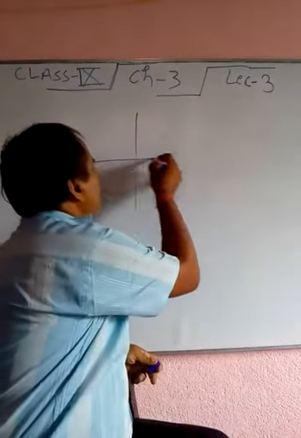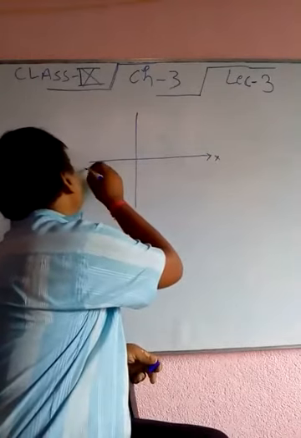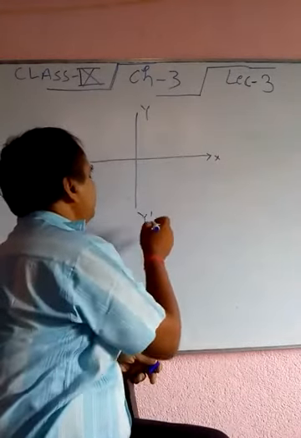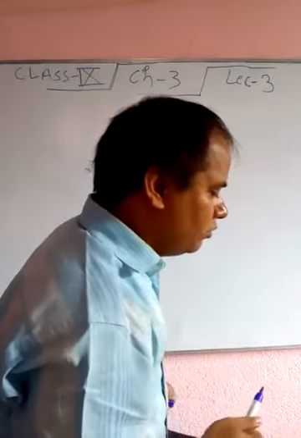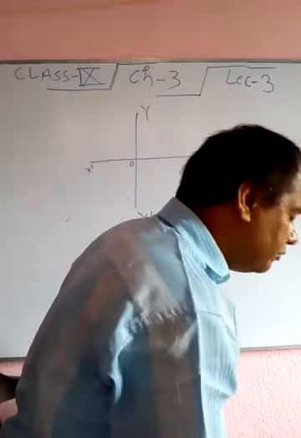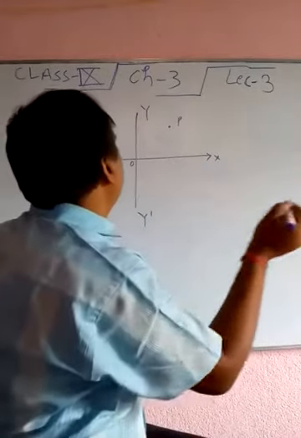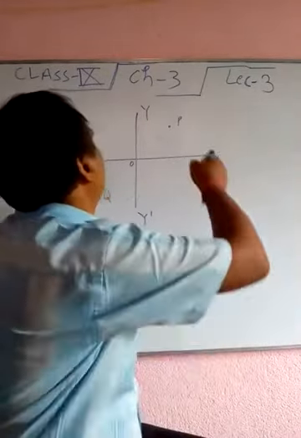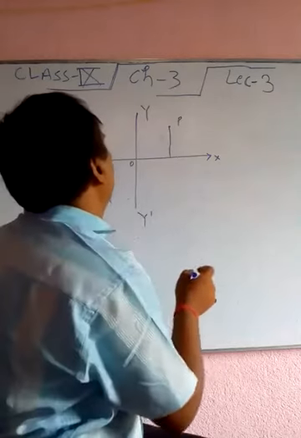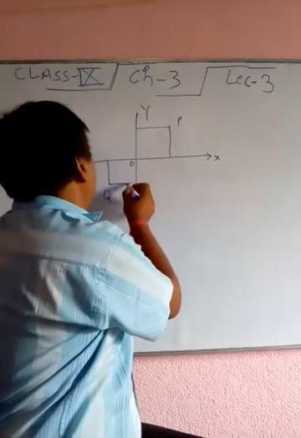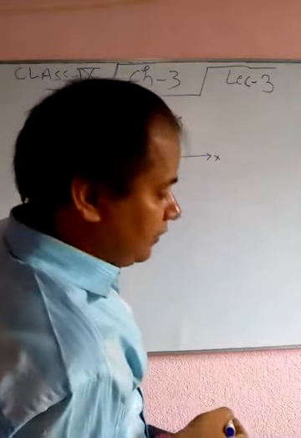This is the x-axis and this is the y-axis. This is the origin O. Now P and Q: here is P and here is Q. Then you have to draw the perpendicular from P to the x-axis, and again a perpendicular from P to the y-axis. For Q, it is on the y-axis.